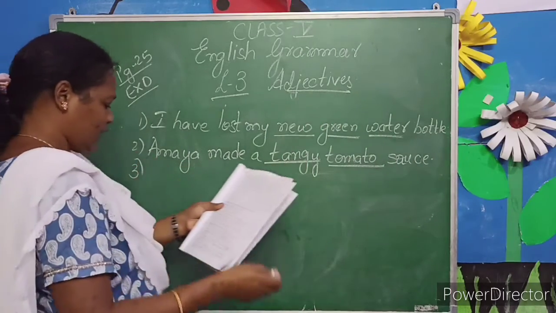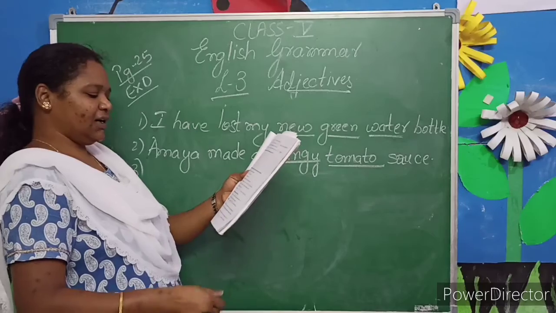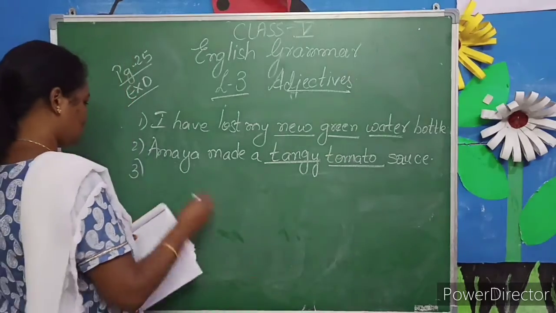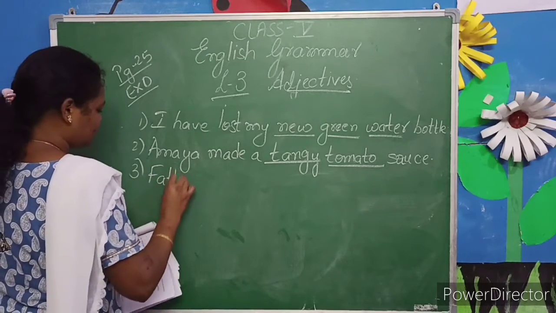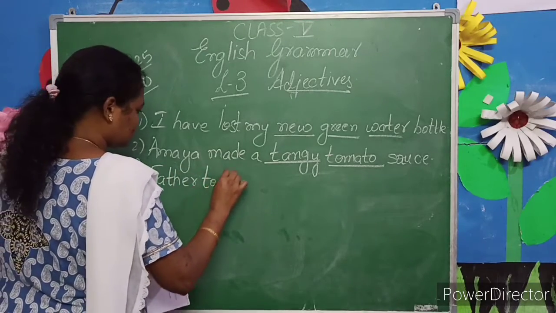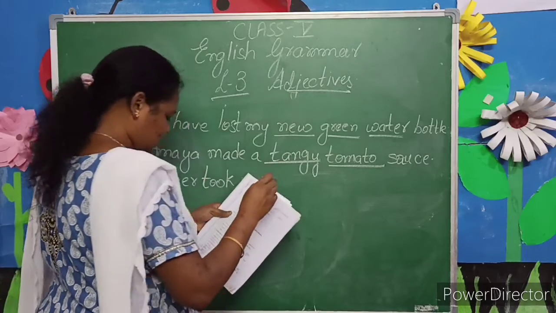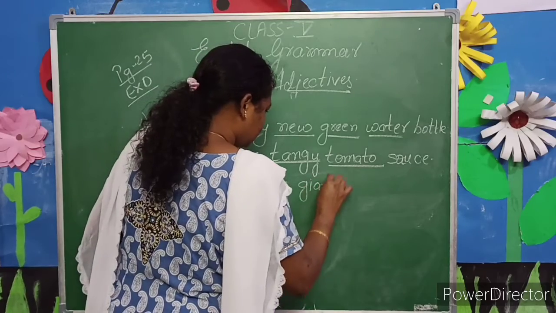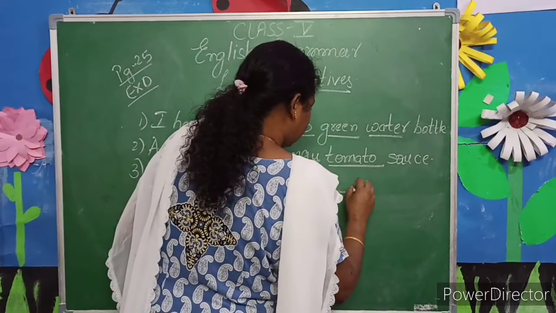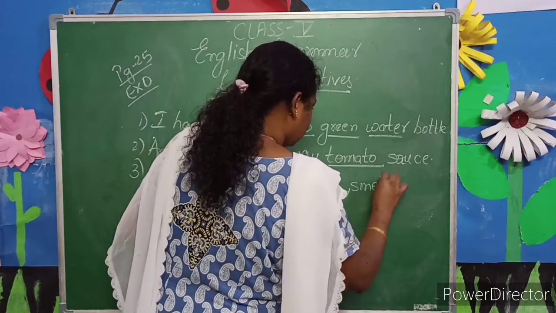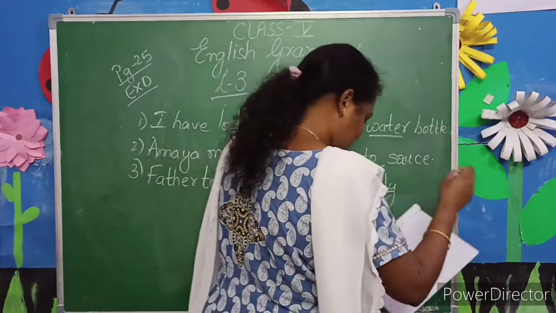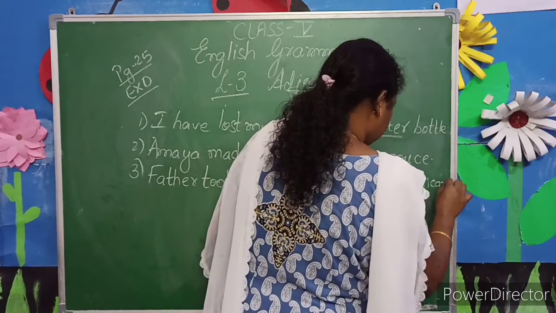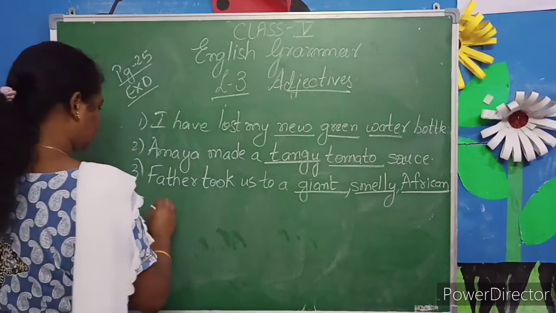Third one: Father took us to see a dash flower. American, smelly, giant. So, father took us to see a giant smelly African flower.